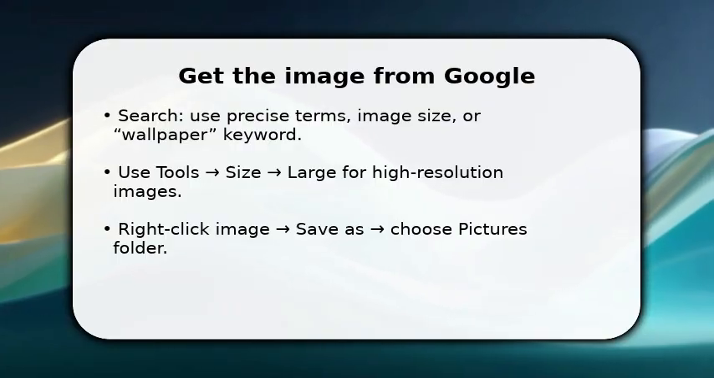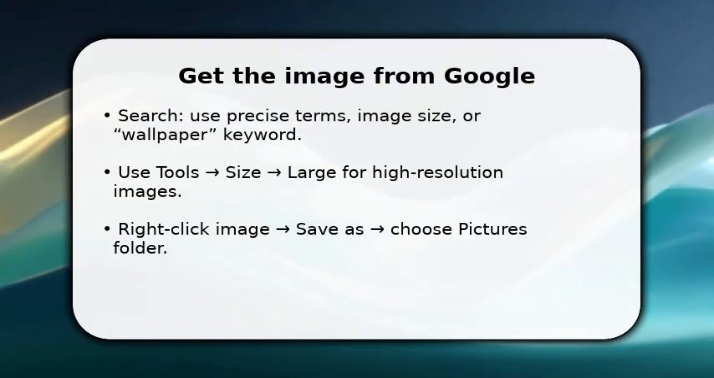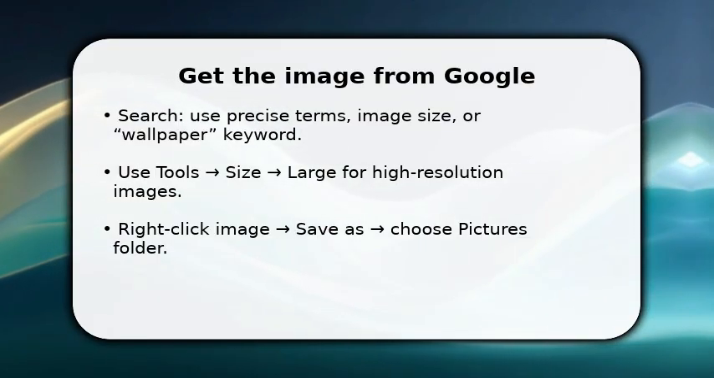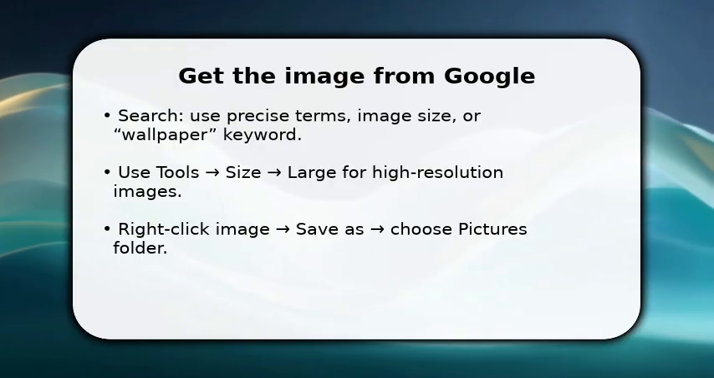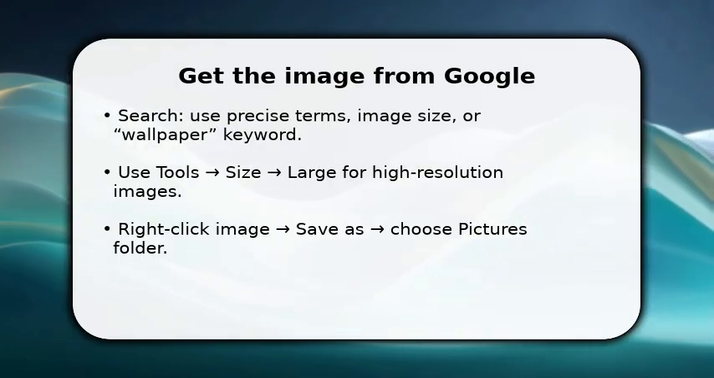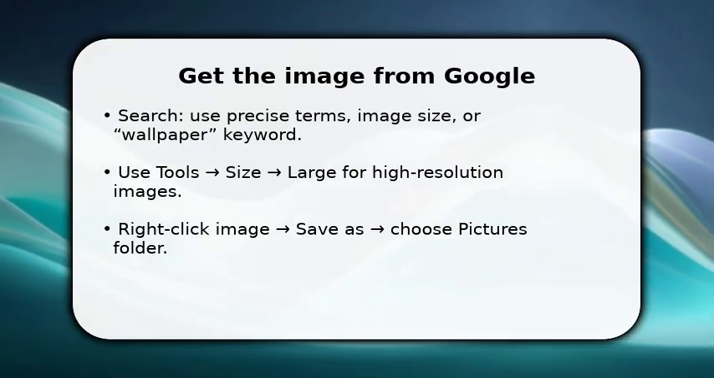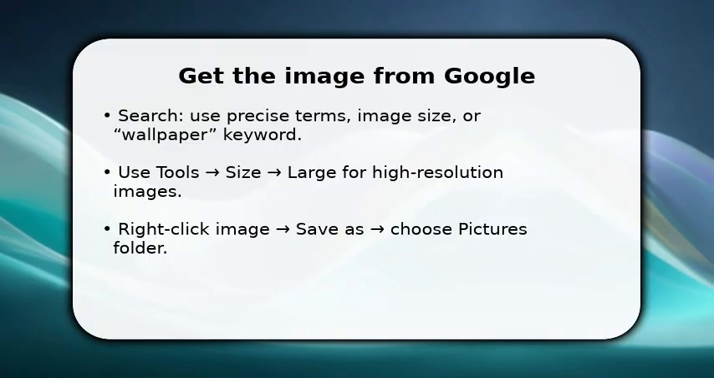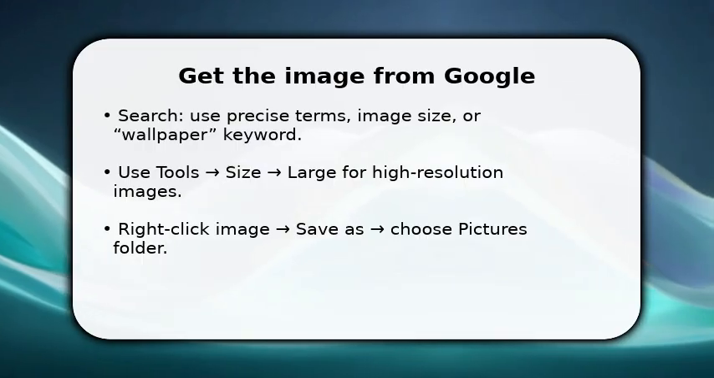You start by finding a suitable image on Google. Type a specific query, and then use tools to filter size to large so you get high-resolution results that won't blur on your screen. Once you see the image you want, right-click and choose Save As, then pick a clear folder like Pictures. Make sure the file name is short and descriptive so you can find it quickly. This reduces mistakes when setting the wallpaper in the next steps.